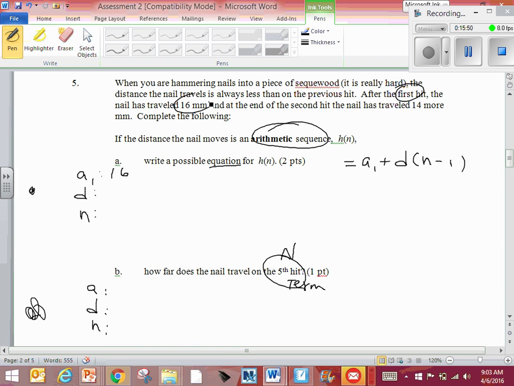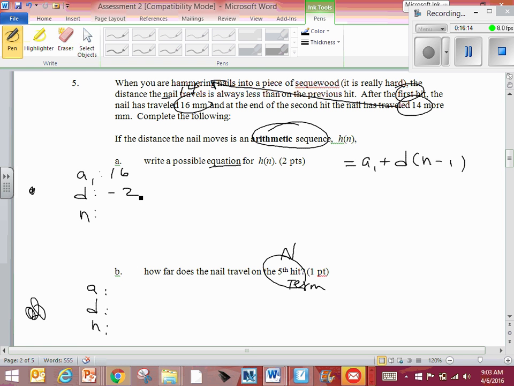Anybody know what D might be? Now, D is a subtraction problem: second guy over the first guy with a subtraction sign. So, 14 minus 16. Not only is it a 2, it has to be a negative 2. Even if the top number is smaller, for a D, the common difference is top minus the bottom.